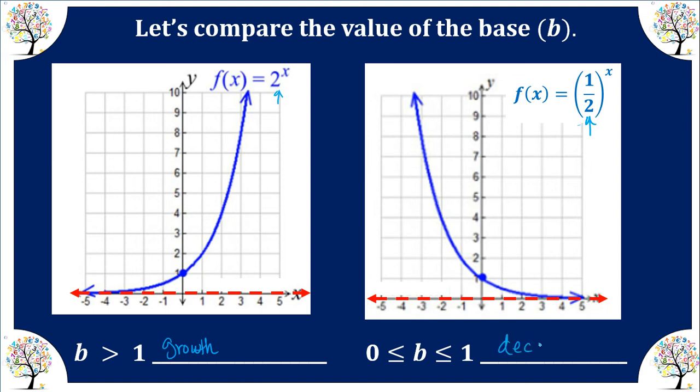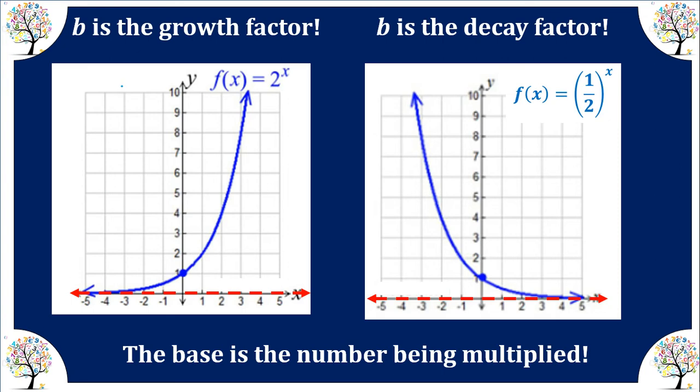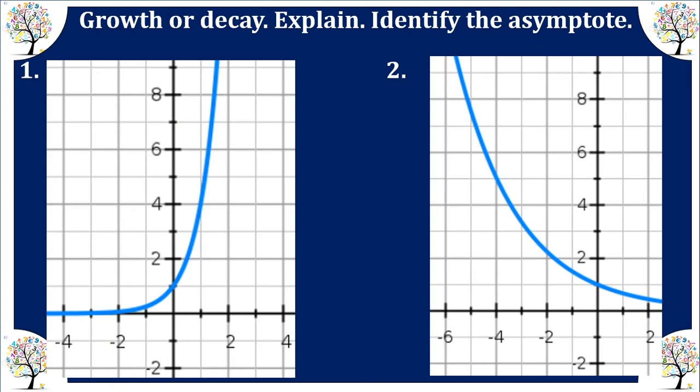This is when we have an exponential decay. So make sure you get this in your notes. Growth factor is when b is more than 1. Decay factor is when your b is between 0 and 1. You can see here that our graph is increasing, so this is a growth. And this one is decreasing. This is a decay. And you can see in both of these, the asymptote is y equals 0.